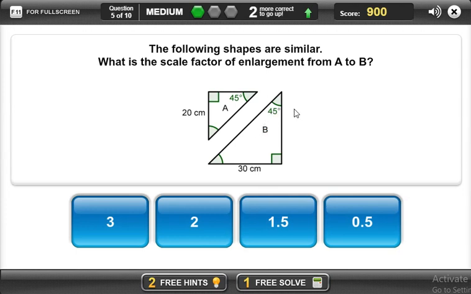Over here, scale factor enlargement from A to B, we've got this 20, which corresponds, if we reflect along this line here, the 20 corresponds to the 30. So we're going from 20 to 30 is times 1.5.